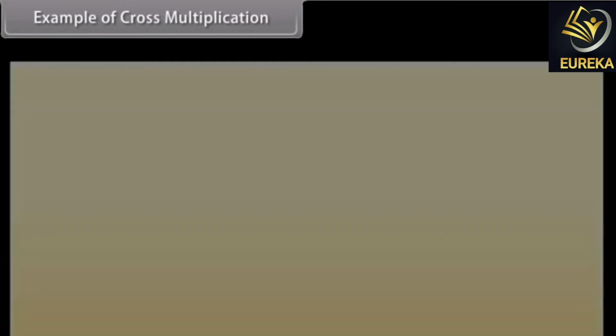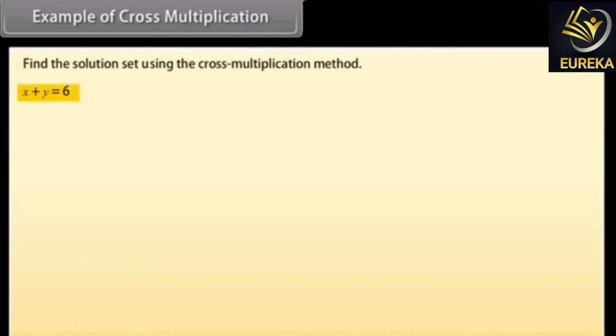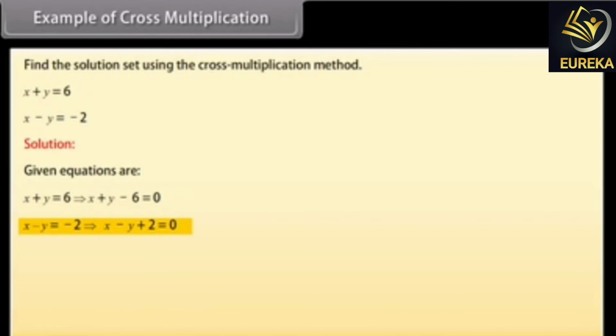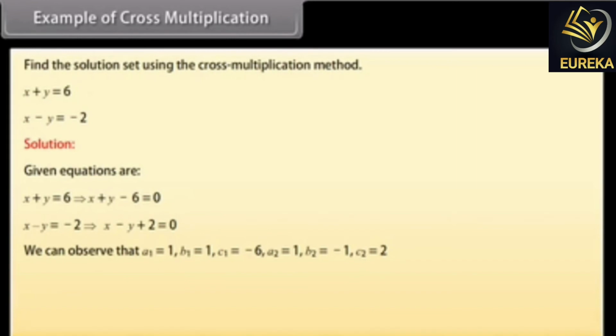Example of cross multiplication. Find the solution set using the cross multiplication method. x plus y is equal to 6, x minus y is equal to minus 2. Solution. Given equations are x plus y is equal to 6, so x plus y minus 6 is equal to 0, and x minus y is equal to minus 2, so x minus y plus 2 is equal to 0. We can observe that a1 is equal to 1, b1 is equal to 1, c1 is equal to minus 6, a2 is equal to 1, b2 is equal to minus 1, c2 is equal to 2.